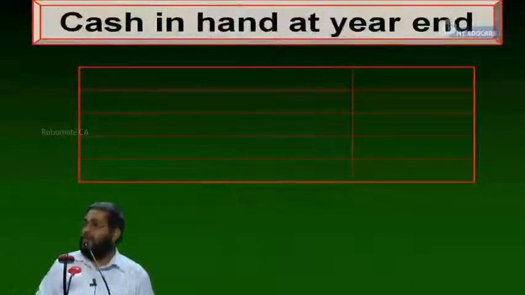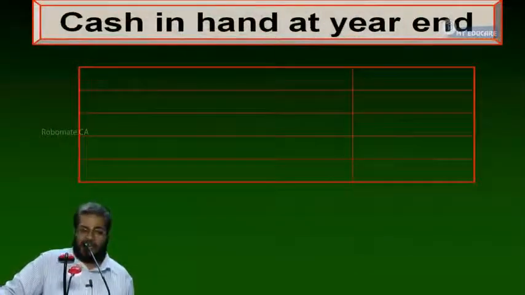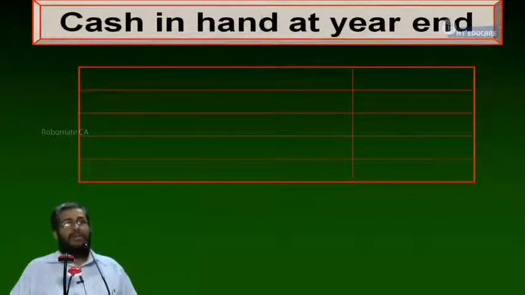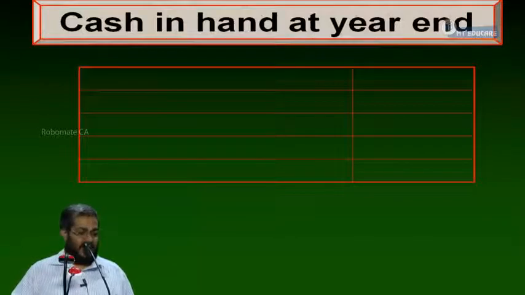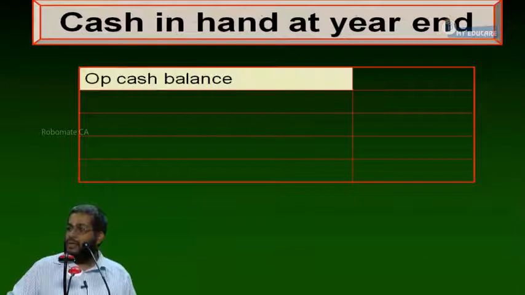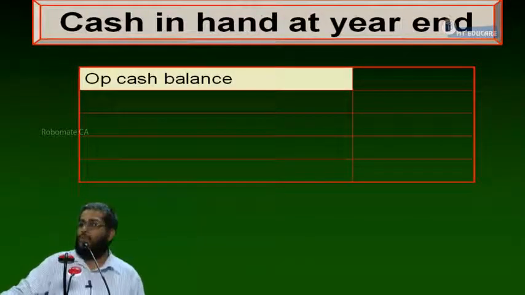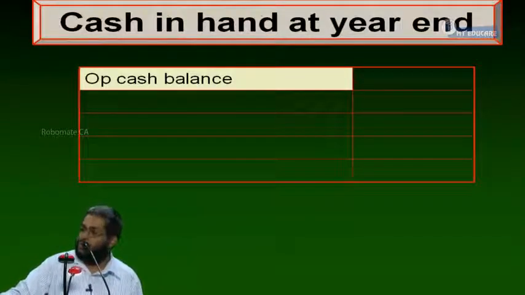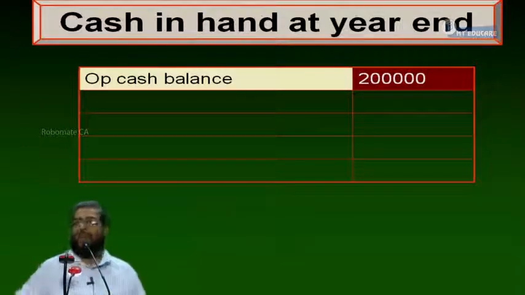Write down first: cash in hand at the year end. Let's write together. Question number 6, step 1. Cash in hand at the year end. First, the opening balance. When the fund started, it received 1 crore, and 98 lakhs was invested. What is the opening cash? 2 lakhs. The fund started with an opening cash balance of 2 lakhs.